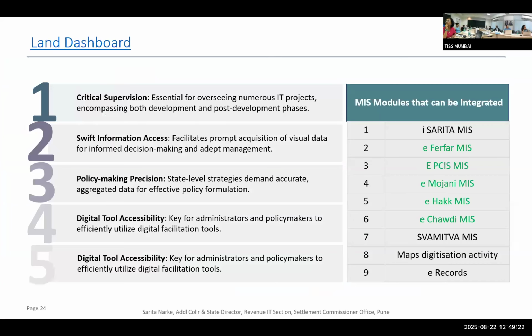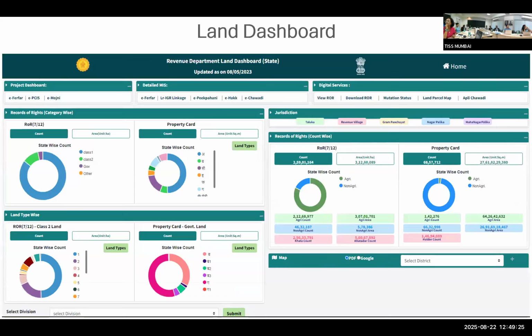This is again about governance. This is a project called Land Dashboard, which is the creation of a tool for the monitoring, supervision, and regulation of all the IT projects under a single district. This is a district collector's dashboard where you have all the static data, and on the left there is a project dashboard where you can check the efficiency of the officers who are working on that data. This has really helped all the district administrators to bring efficiency in the processes which they are doing.